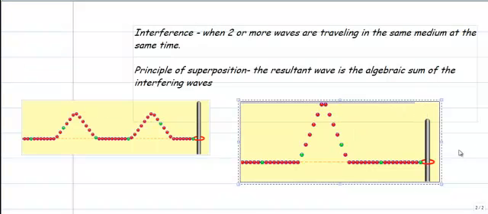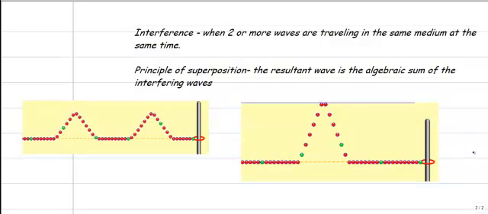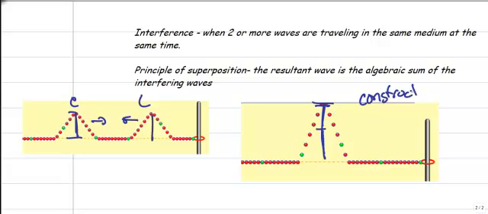So this is the last video we looked at there. This was a crest, and they were moving towards one another in the same medium. There's the rest position. There's the amplitude of each crest. And when they met at the middle, they added up to one another. This amplitude plus this amplitude right there gave me the amplitude of this. This is called constructive interference.